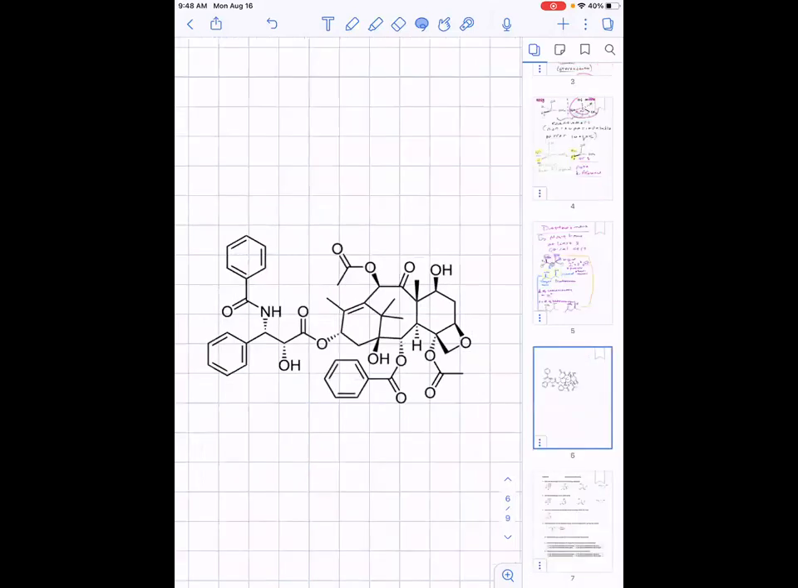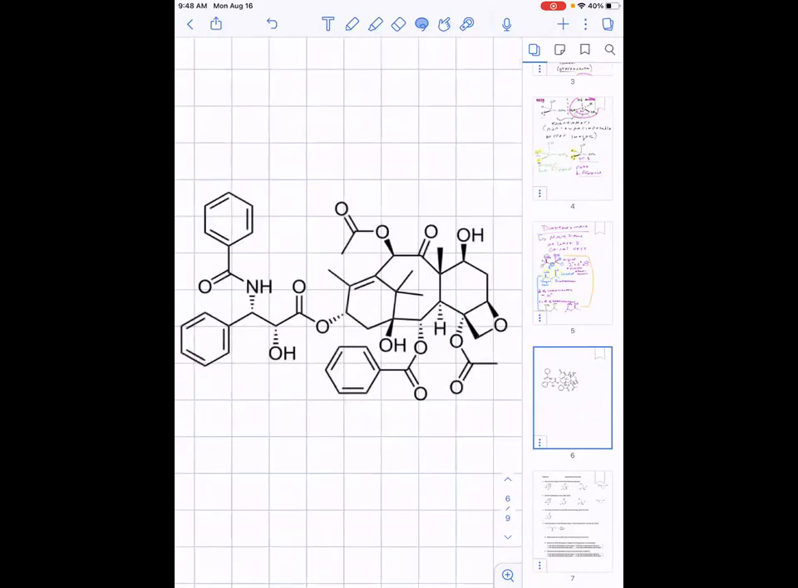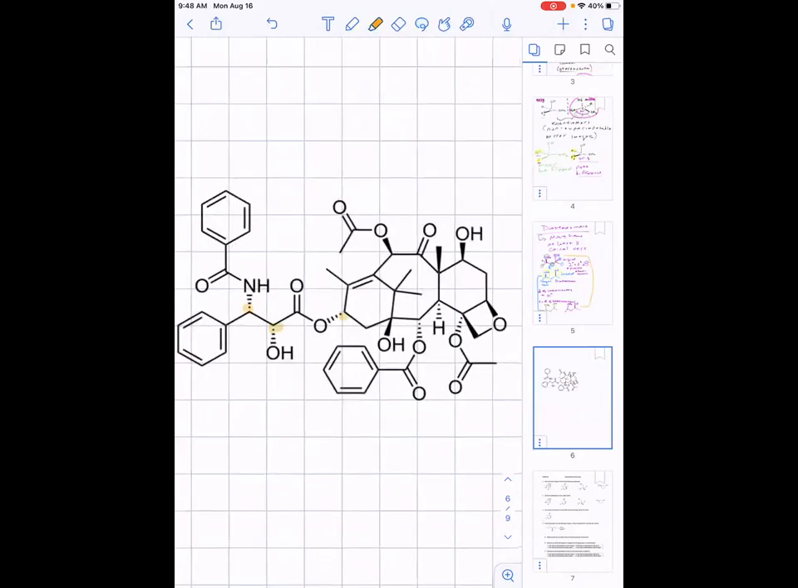If you look at that Taxol, how many stereo centers are here? 1, 2, 3, 4. Oh, not that one, that's sp2. 1, 2, 3, 4, 5, 6, 7, 8, 9, 10, 11 chiral centers. 11 chiral centers. Somebody put that in your calculator and tell me how many stereoisomers are possible.